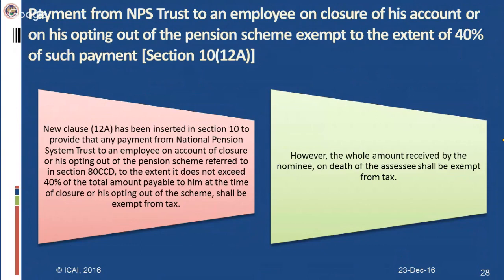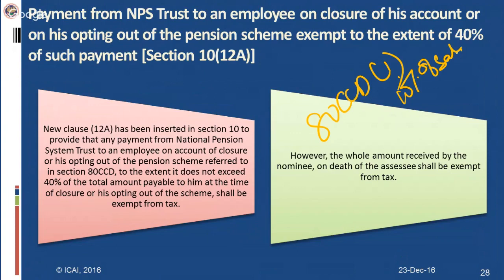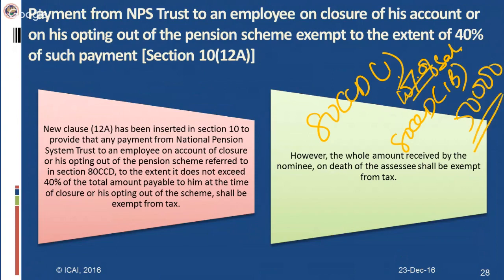You remember, 10% of salary is allowed as deduction under 80CCD(1), up to 10% of salary. Then beyond that, under 80CCD(1B), you get another 50,000, which is allowed as deduction. Okay. Now, what about the employer's contribution? Employer's contribution, the entire thing is first included in salary. Thereafter, you get a deduction of 10% of salary under 80CCD.